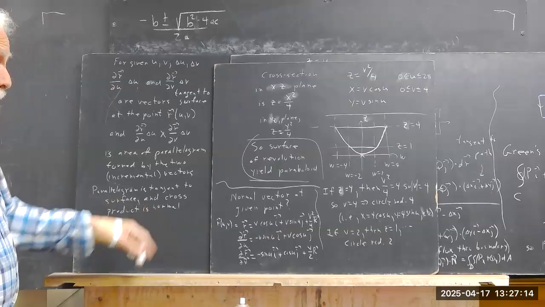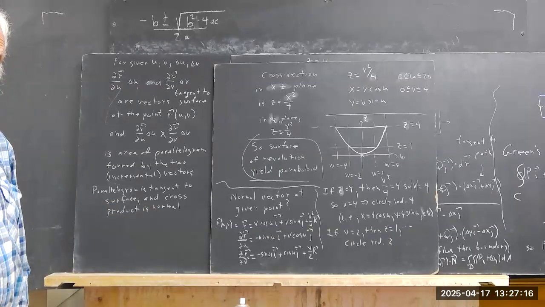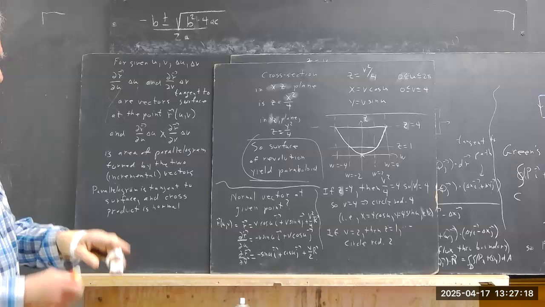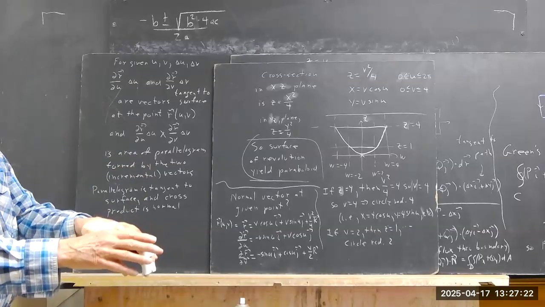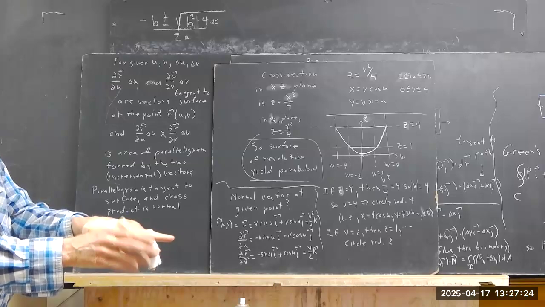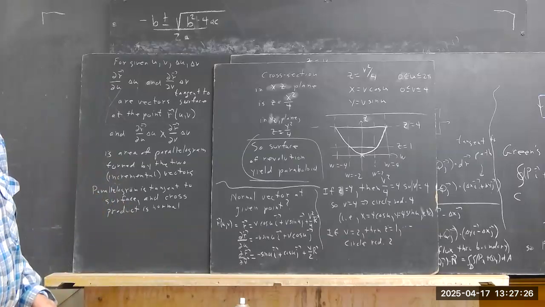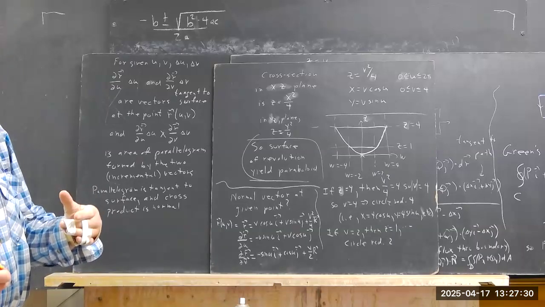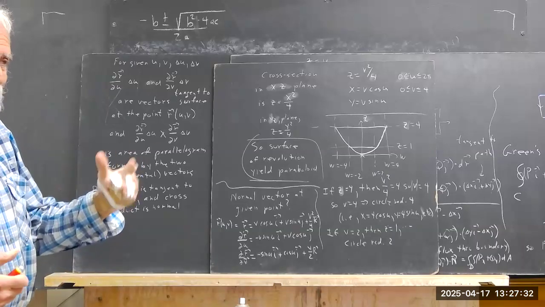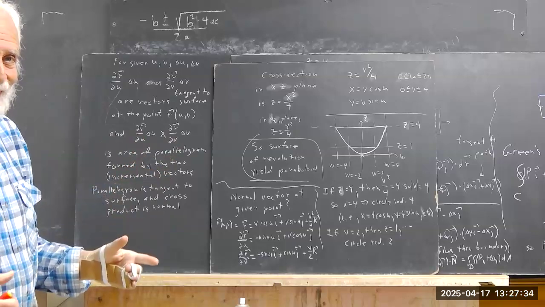The cross product is all. If you've got two vectors that are tangent to some surface, the cross product is perpendicular to both vectors, so it's got to be normal. Are you convinced of that? You look a little dubious. Let me know if you're newbies.